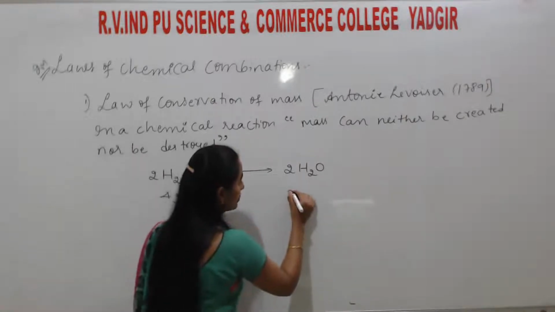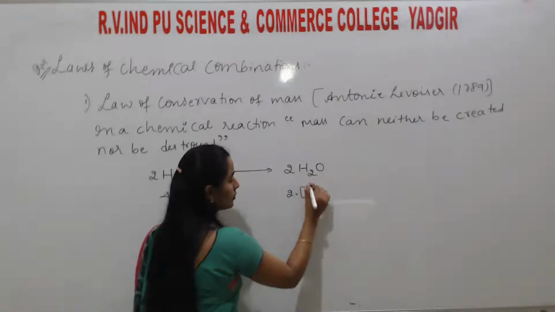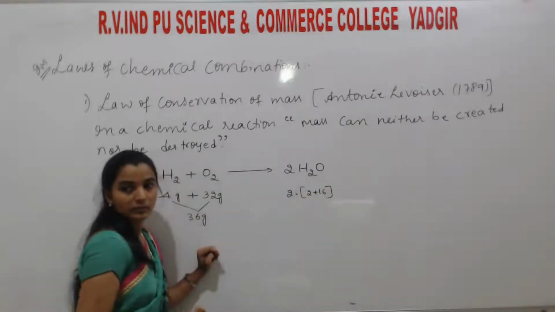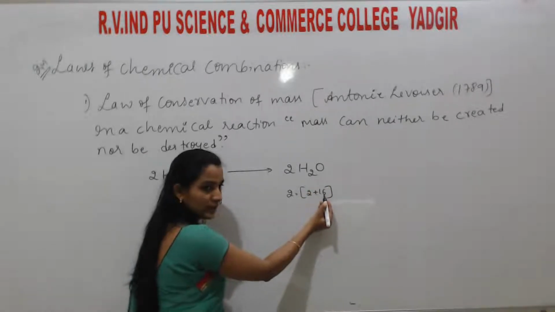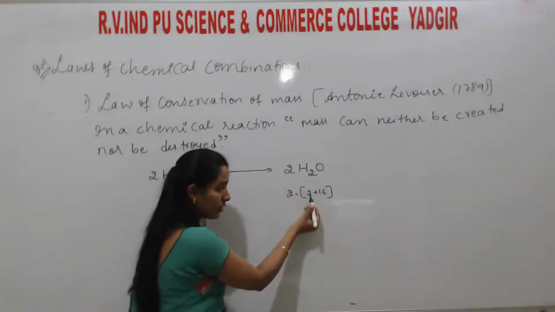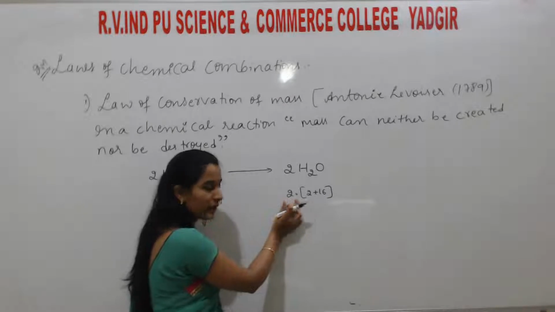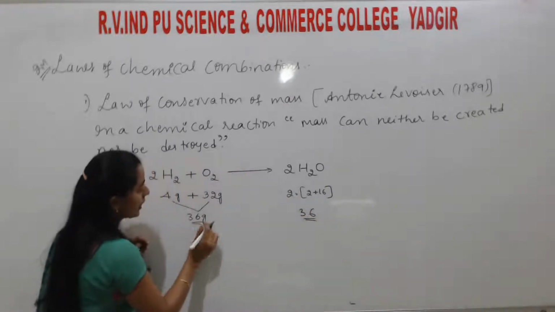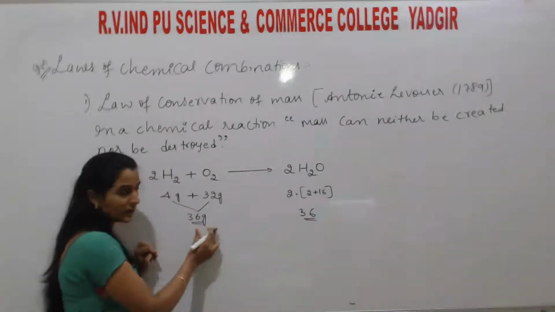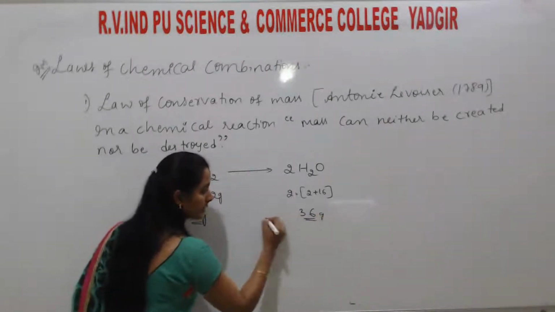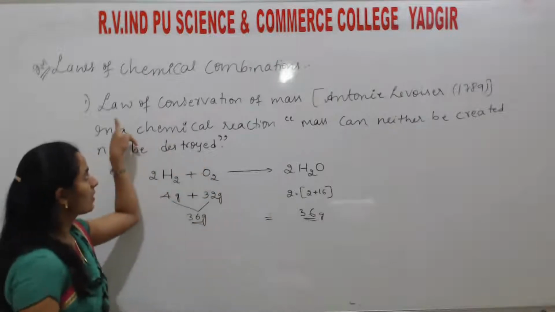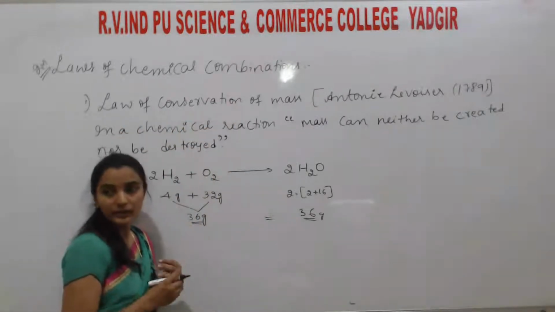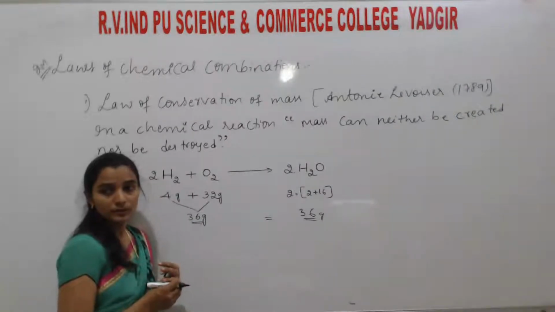Here 2 into, hydrogen is 2 plus this one is 16. Oxygen only 1 mole is there, that is 16. Hydrogen 2 is there, 2 moles are there. So 2 into 18 is 36. So in the reactant side, mass is same. In the product side, mass is same. That means it satisfies the law of conservation of mass. Law of conservation of mass satisfied, obeyed, proved.